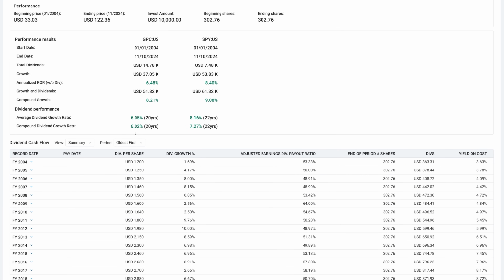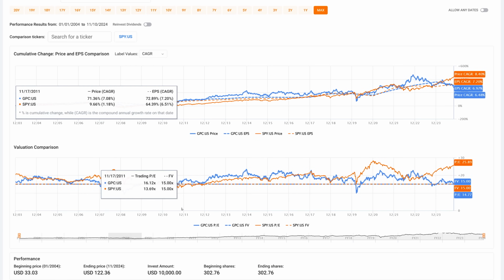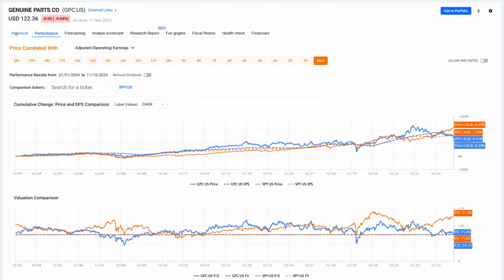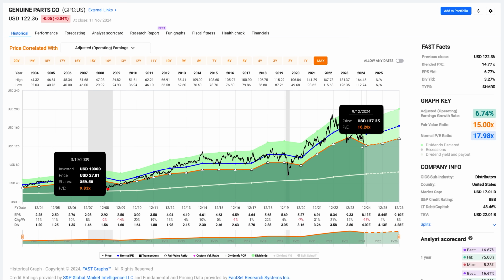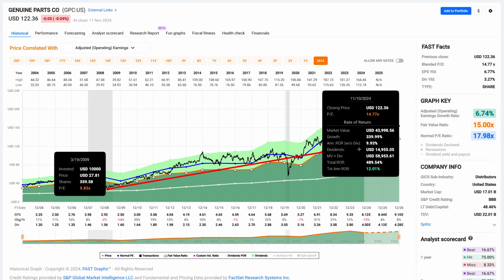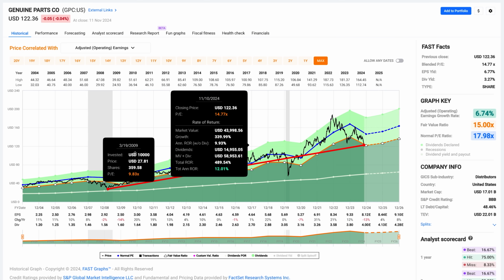And it's grown about 6%, which is consistent with how fast the company's grown. The trick here is to buy it when it's cheap. If you buy a stock like Genuine Parts when it's undervalued, even if it comes back to value, you end up making 10 or 12%.